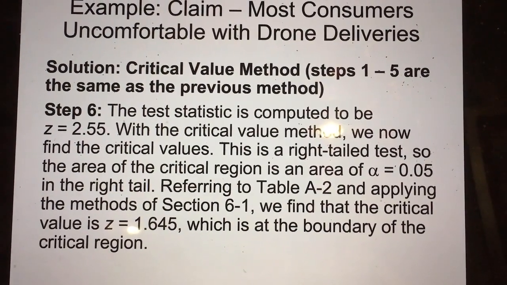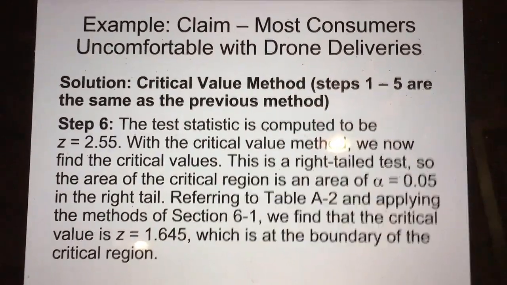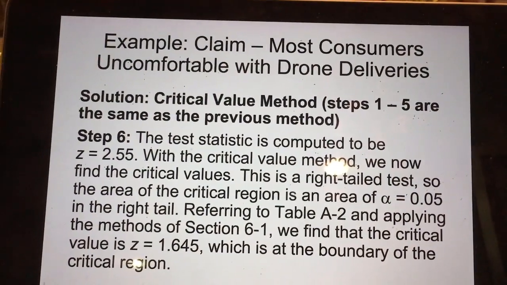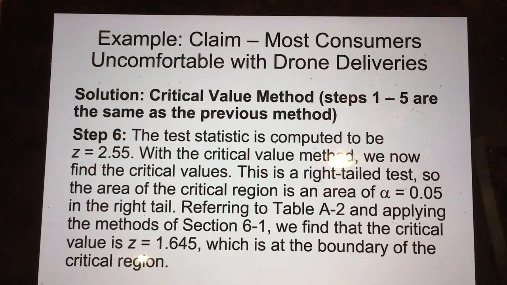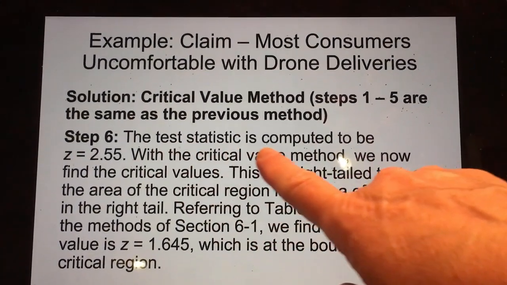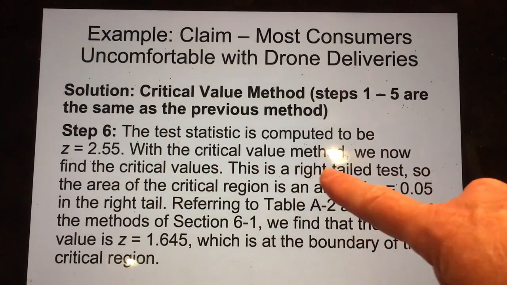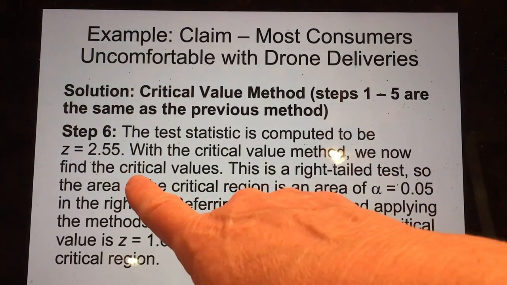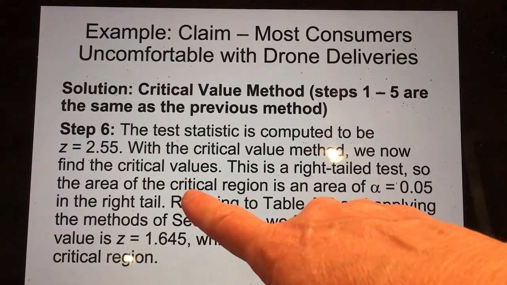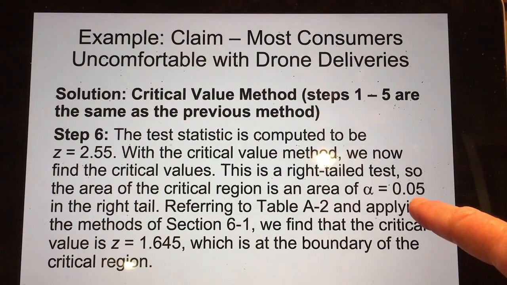So now we're going to do the same thing, but we're going to use the critical value method. And steps 1 through 5 are the same as we just showed in the p-value method. But now we're going to use the other method, our other decision paradigm here, using our critical value method. Step 6 says the test statistic is computed to be z is 2.55. With the critical value method, we now find the critical values.